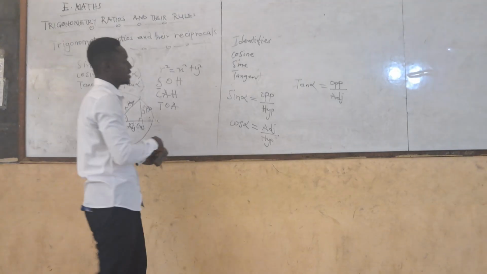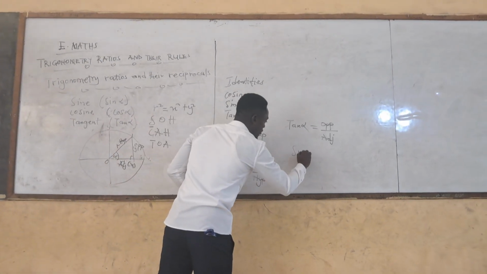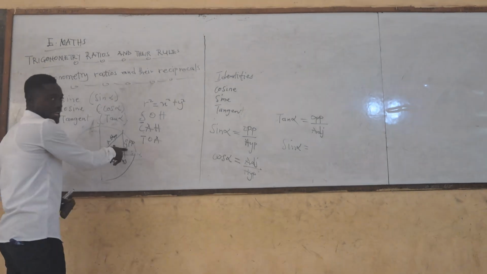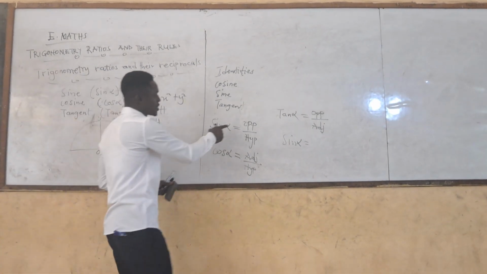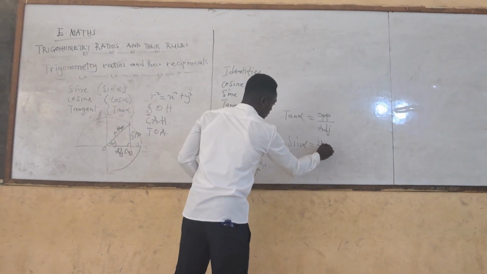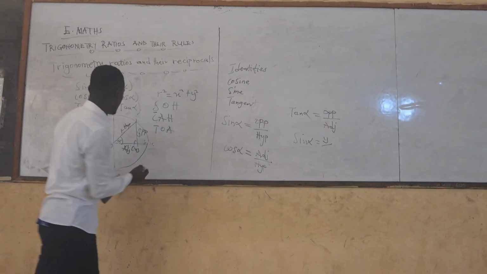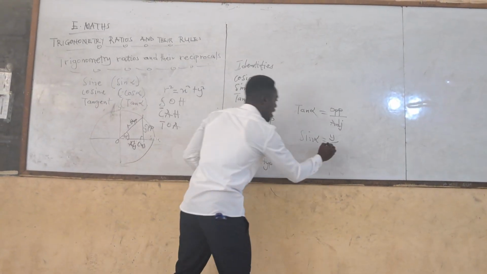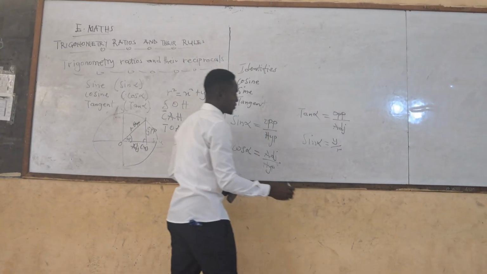When it comes to sine of alpha, now opposite here is what? Y. So we put our y there, over hypotenuse. What's our hypotenuse here? R. So we put our R there.